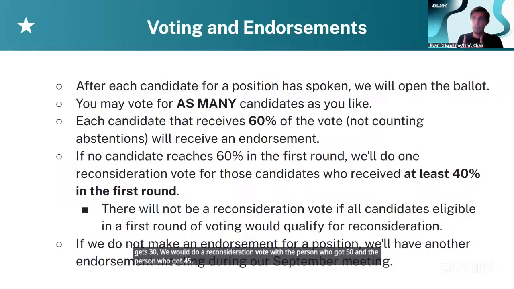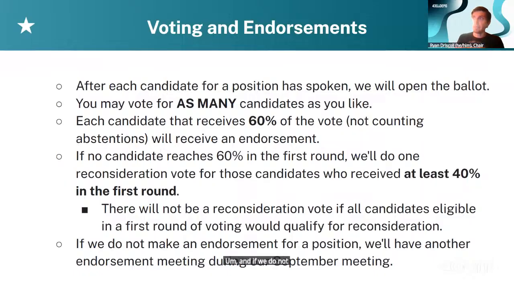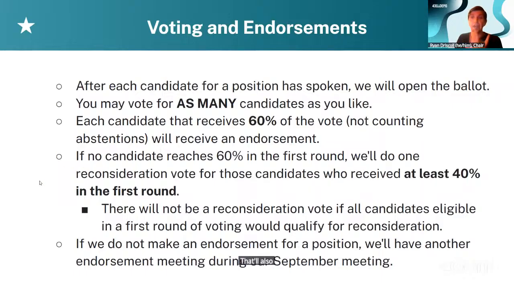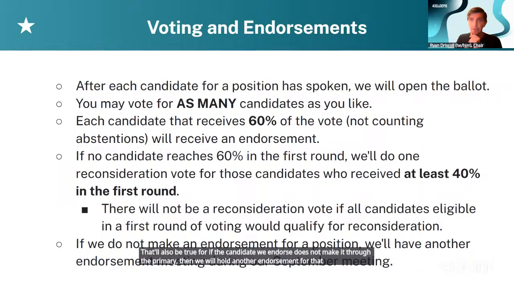We only do one reconsideration vote, and there is no reconsideration vote if all of the candidates that were eligible in the first round would also be eligible in the reconsideration. And if we do not make an endorsement in a position, we'll have another endorsement meeting during our September meeting. And so we can then do an endorsement in September for any position where we land on no endorsement. That'll also be true if the candidate we endorse does not make it through the primary, then we will hold another endorsement for that position in our September meeting.